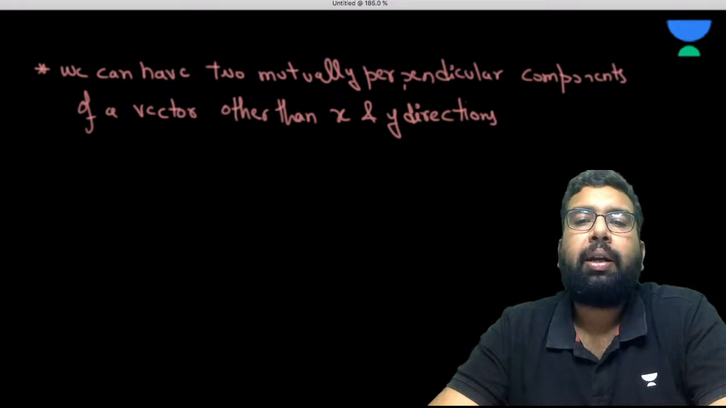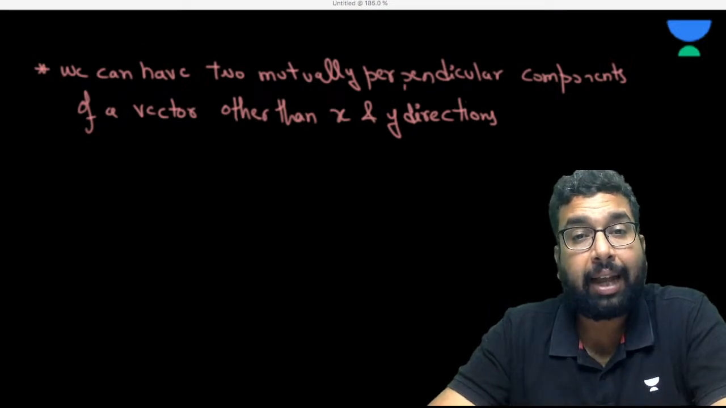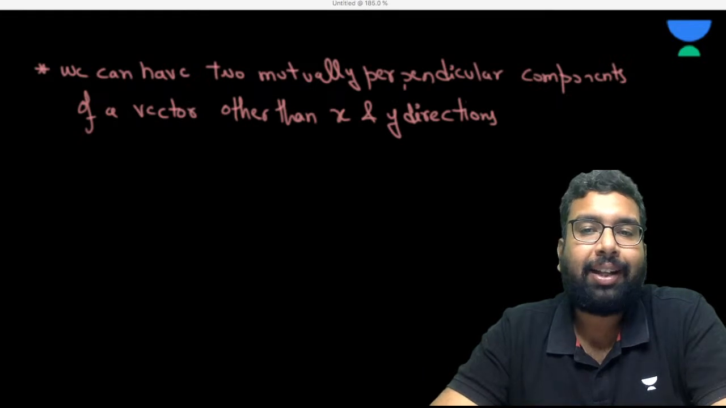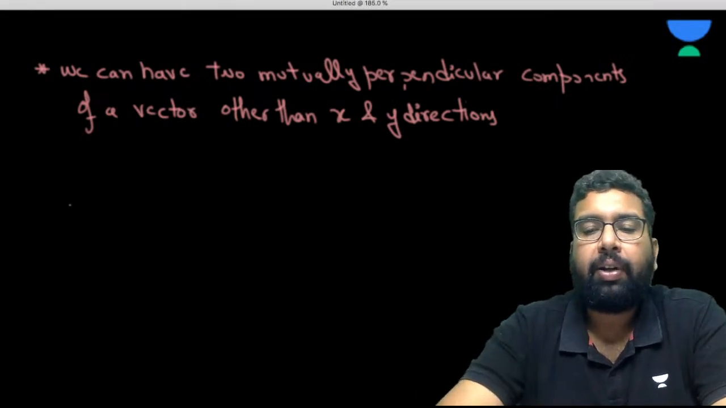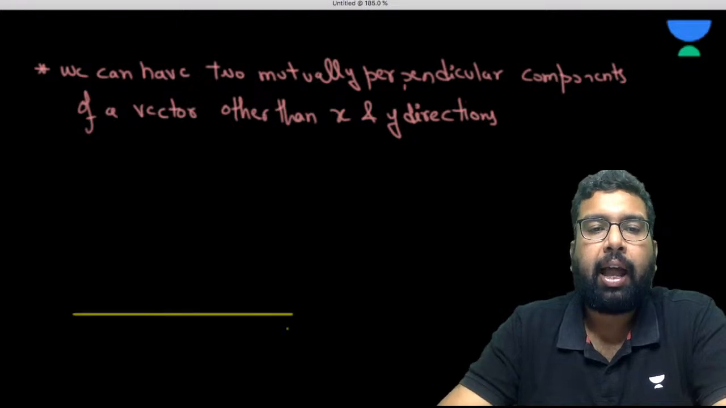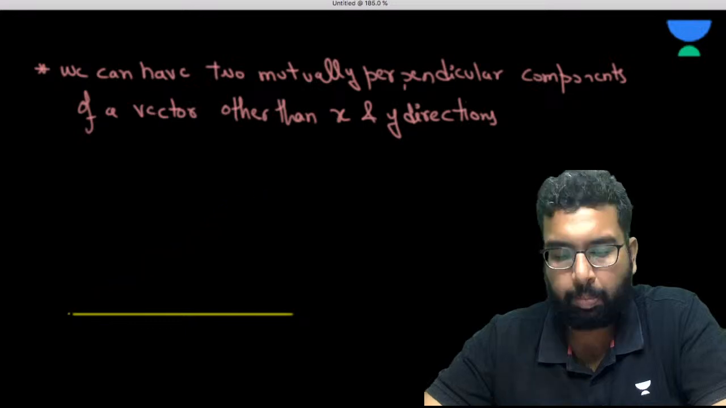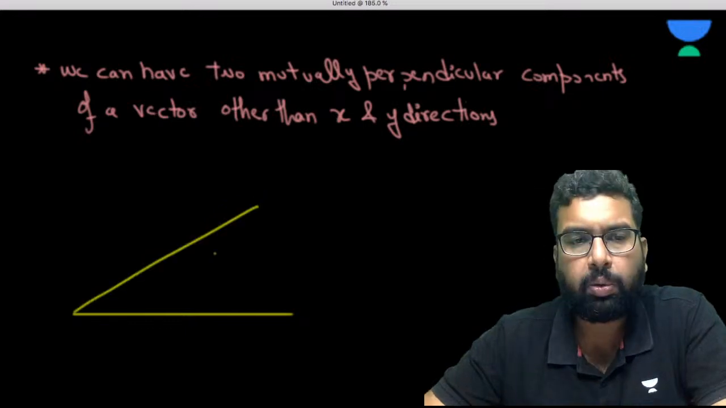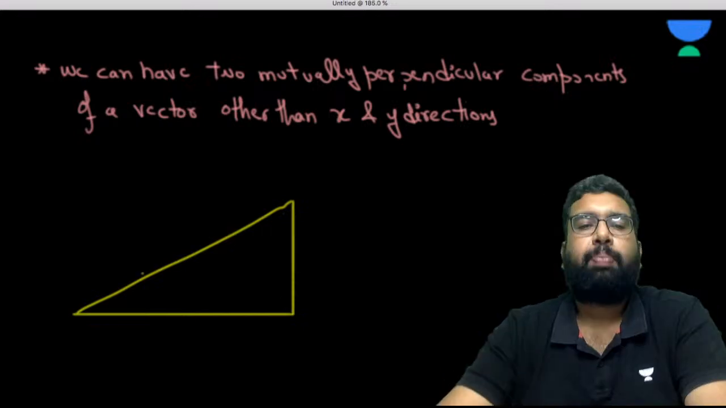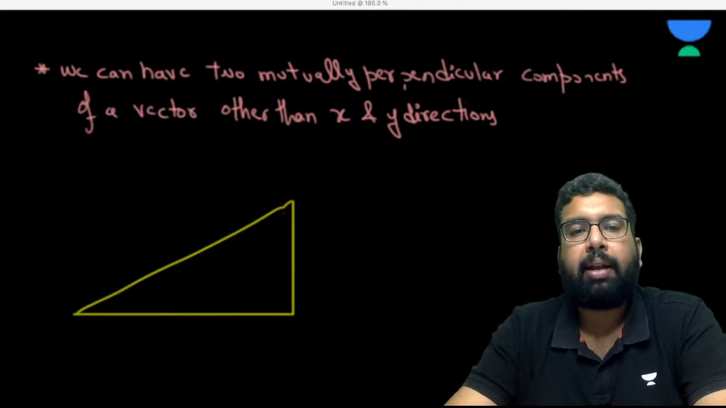Depending upon the need of the question, we can resolve any vector in any two mutually perpendicular directions other than x and y. For example, this is a very standard case, and normally students memorize the result of it. Or you can resolve it yourself. So this is the inclined plane.